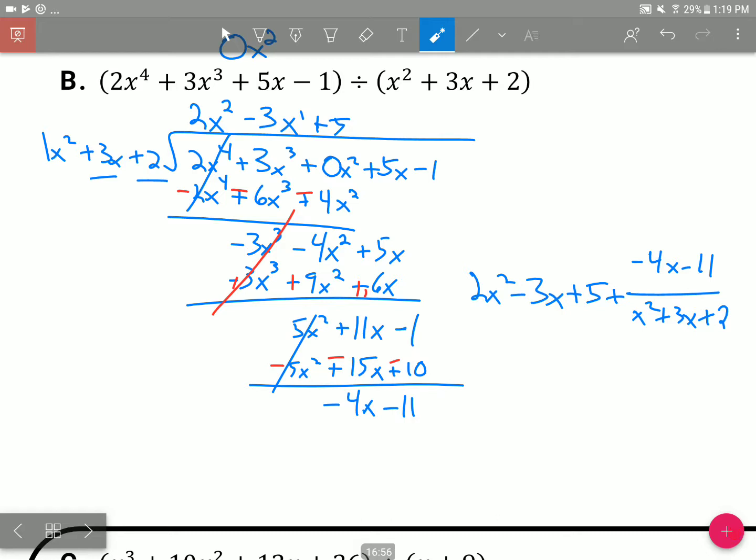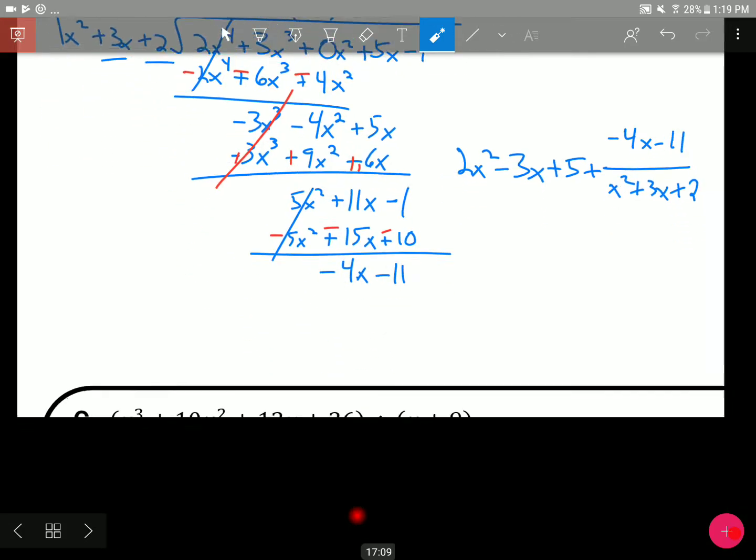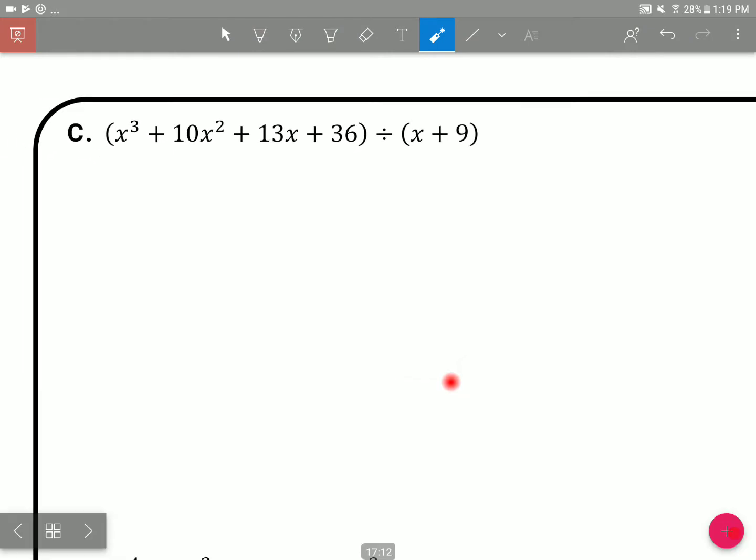Try letter C. First things first, do you have to add a 0 for letter C? Did you look at it? Yes, we do. On the x squared for letter C? X cubed. Well, do you have all of the exponents represented? Yes. 3, 2, 1. I got a 3, I got a 2, I got a 1, and then I got my constant. So do we need to put a 0 in there? No, you do not. All right, so go for it.